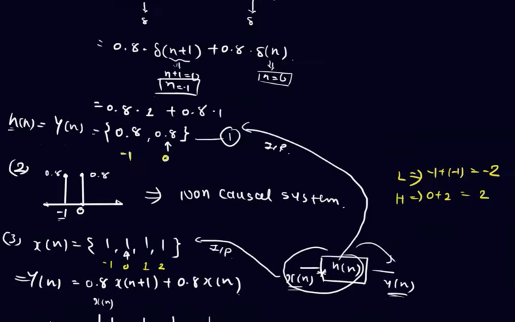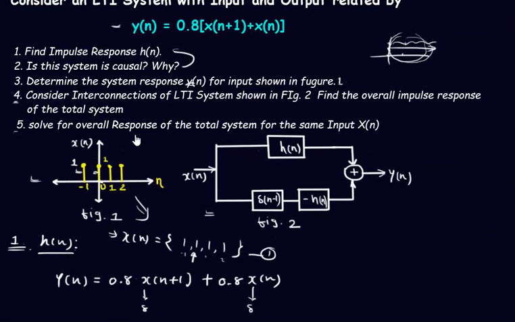Now let us discuss question number 4. Question number 4 says to consider this particular graph and find the impulse response. Okay, impulse response means the response due to the input. I am just drawing this particular question below so that we will have a better idea and we do not have to scroll again and again.